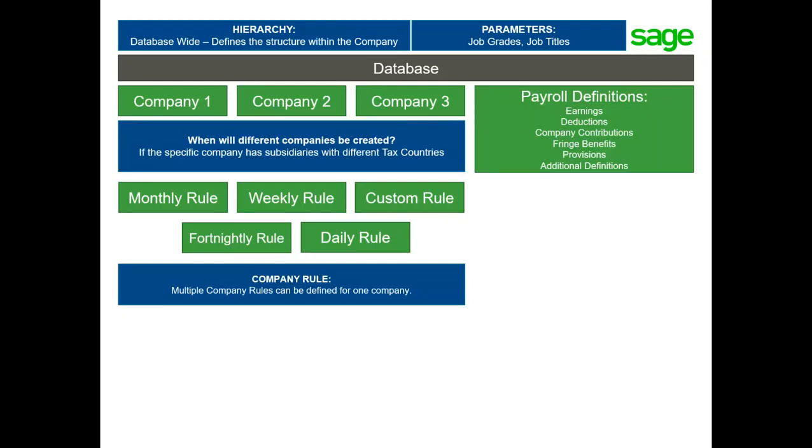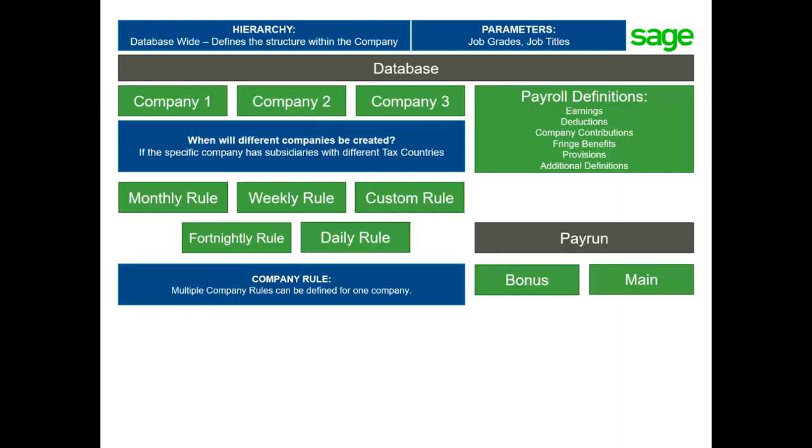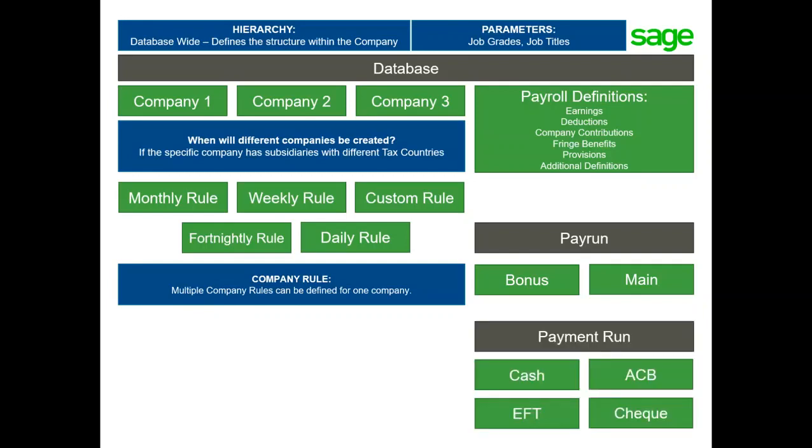The company rule is further split into pay runs, for example, a main pay run, a bonus pay run, and a commission pay run. The employee can have multiple pay slips or one consolidated pay slip, and the payments can be made on separate dates. Different payment runs can be set up for a pay run. For example, some employees will be paid cash and others electronically using ACB banking software.